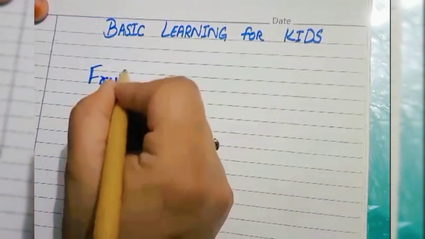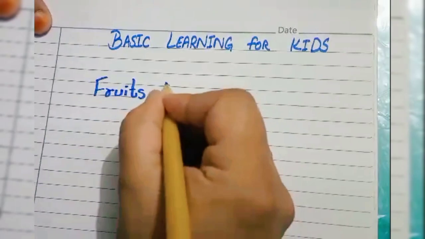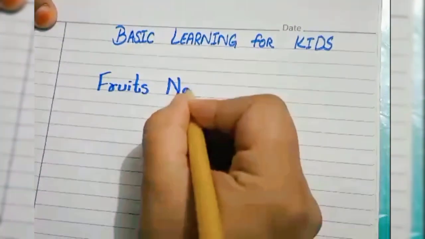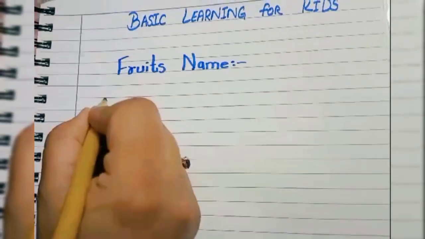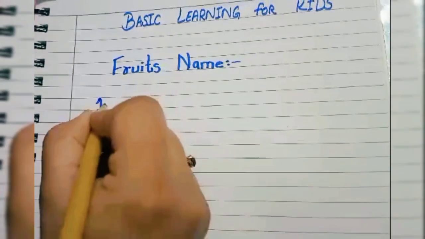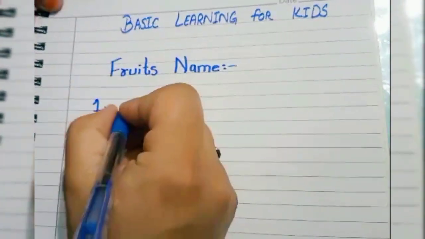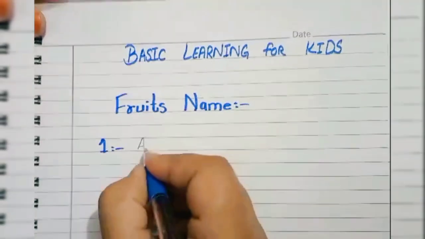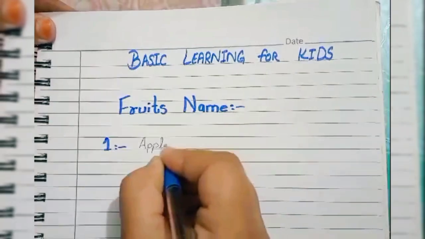So today our topic is names of fruits. So the first name of fruit is apple. Apple, apple.